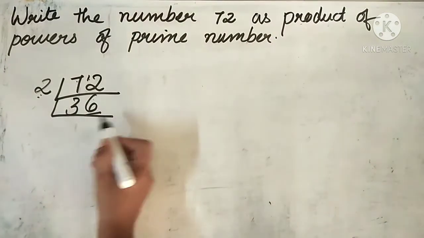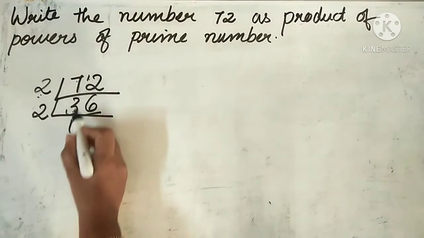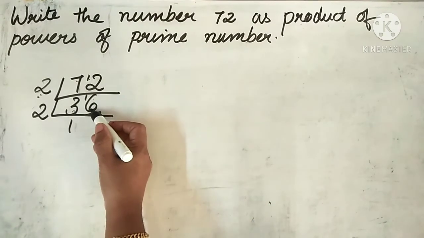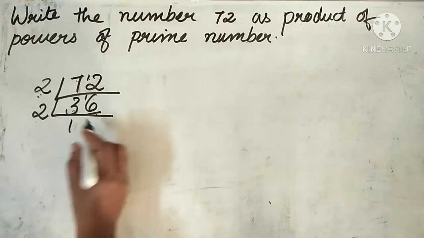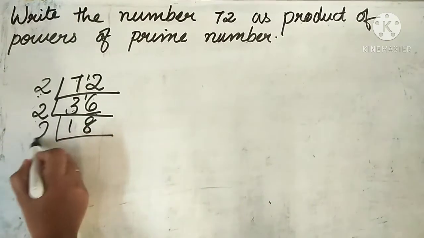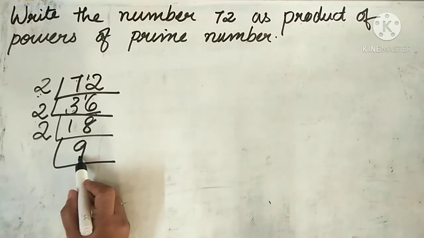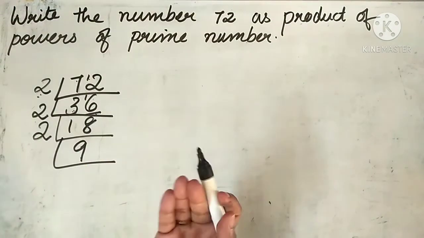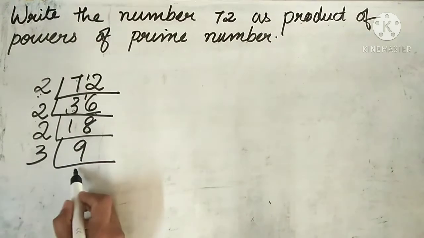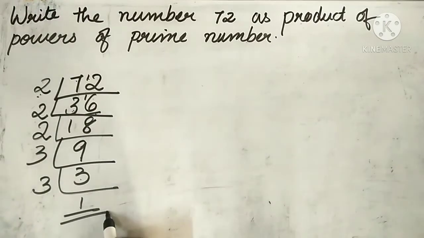So again, we divide this by 2. 2 ones are 2, balance 1. Give it to the next number, so it becomes 16. 2 eights are 16, so 8 times. Now 18: in 2's table, 18 goes 9 times. Again 9. Will it go in 2's table? No. So we take the next prime number, 3. In 3's table, 9 goes 3 times. Again in 3's table, 3 goes 1 time. So we can stop here.